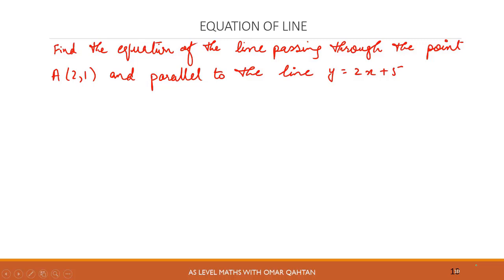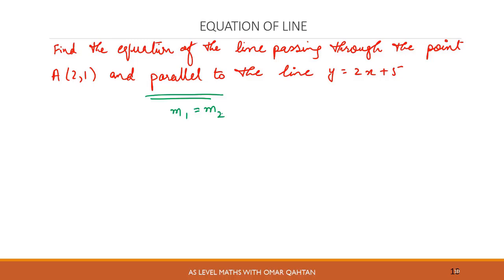Alright, so now in this one we'll have a look at the question where one line is parallel to the other line. As you could see in the question, find the equation of the line passing through the point A and parallel. What does that mean? When two lines are parallel to each other, we have already discussed this property. Whenever two lines are parallel to each other, the gradient of the first line would be equal to the gradient of the second line.